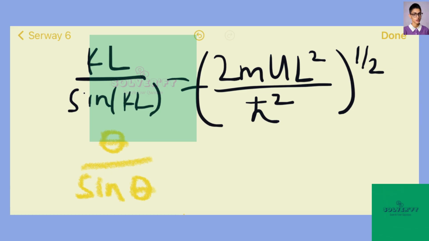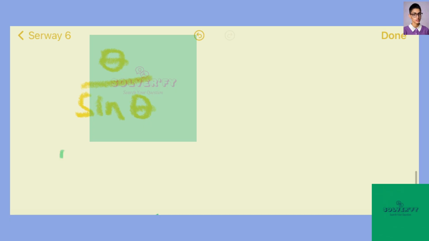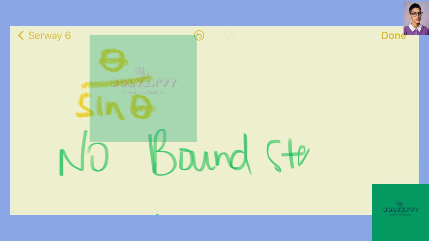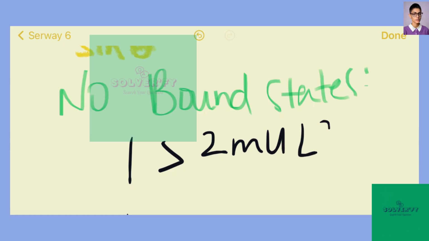Okay, so since theta over sine of theta is never smaller than 1 for any value of theta, there can be no bound states. So, no bound states if 1 is greater than the square root of 2mUL squared over h bar squared.